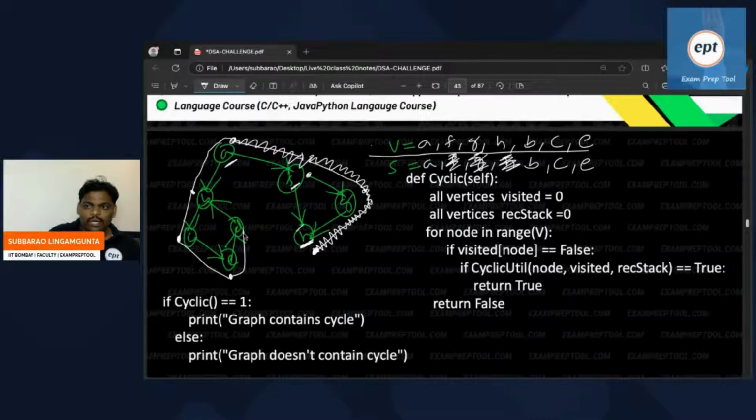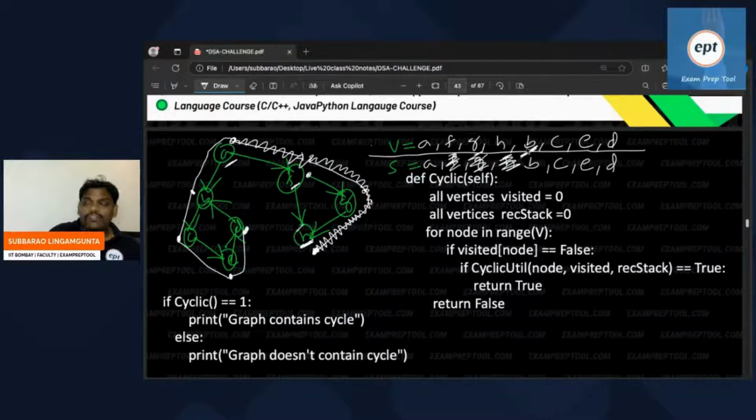Now go here. I am at D now. D already visited? No, it is not there in the visited array. Now next one. D is there in the stack? No. Right, keep D also. Now observe. I am at D now. D adjacent is B. Everyone listen. D adjacent is B, but B is already visited.